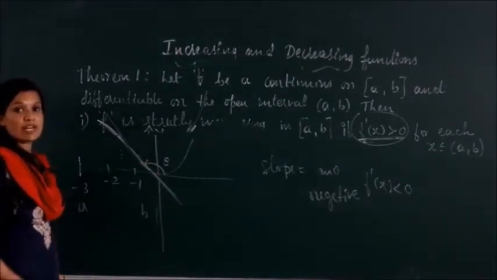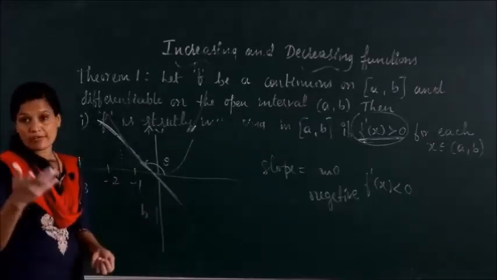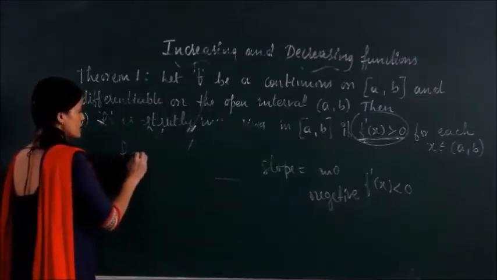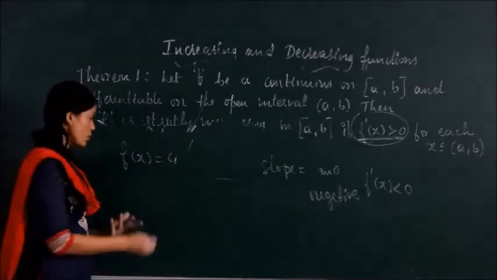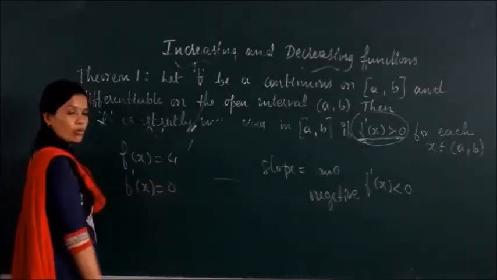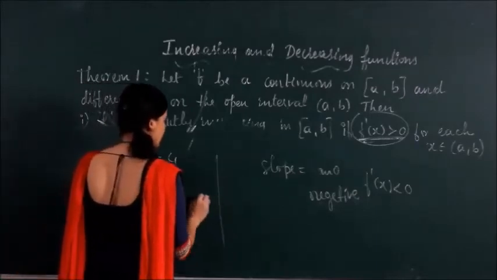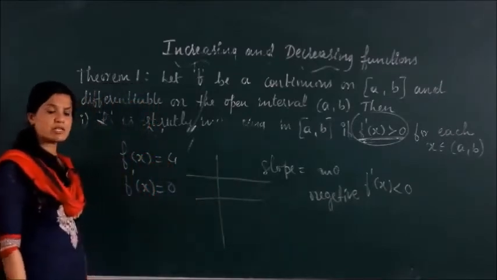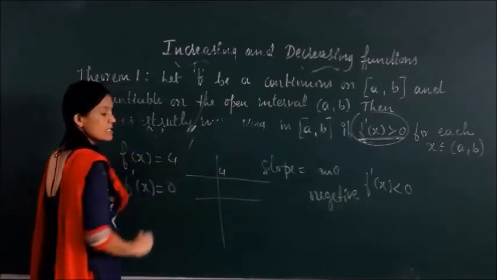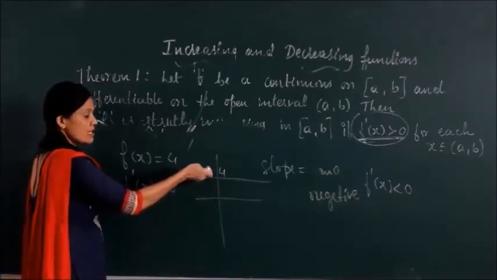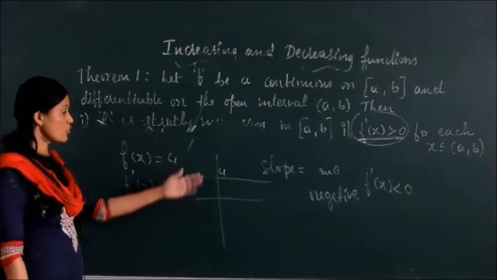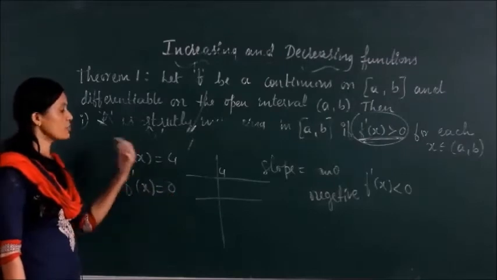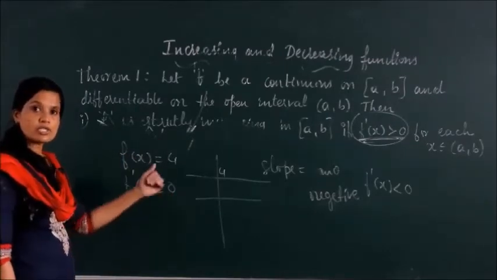Next, third condition is when f dash of x is equal to 0, then it is a constant function. Of course, suppose there is a constant function y is equal to, or f of x is equal to 4, this is a constant function. So what is f dash of x? It is 0. See here y is equal to 4. So how is the graph? Suppose this is 4 here. That is the graph, isn't it? So of course it is a line which is parallel to x-axis. So slope of any line parallel to x-axis is always 0. So if f dash of x is equal to 0, then we can conclude that it is a constant function.